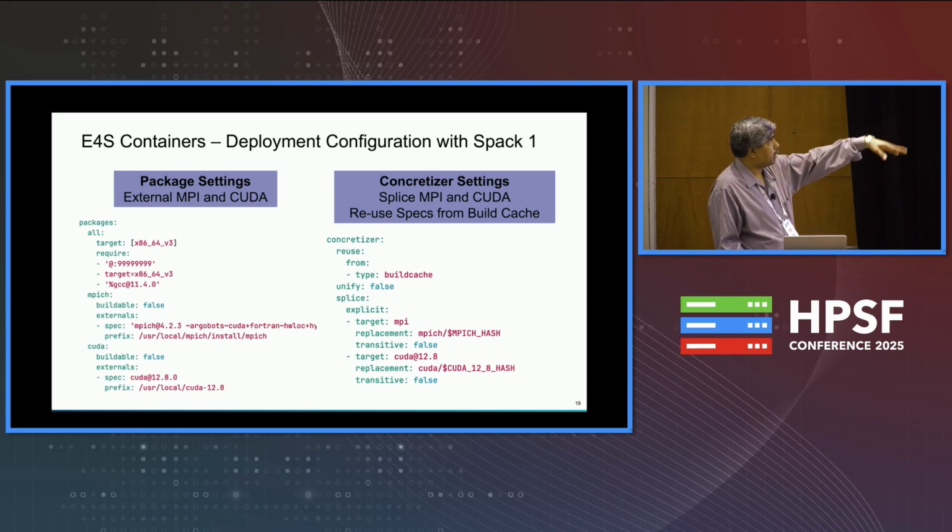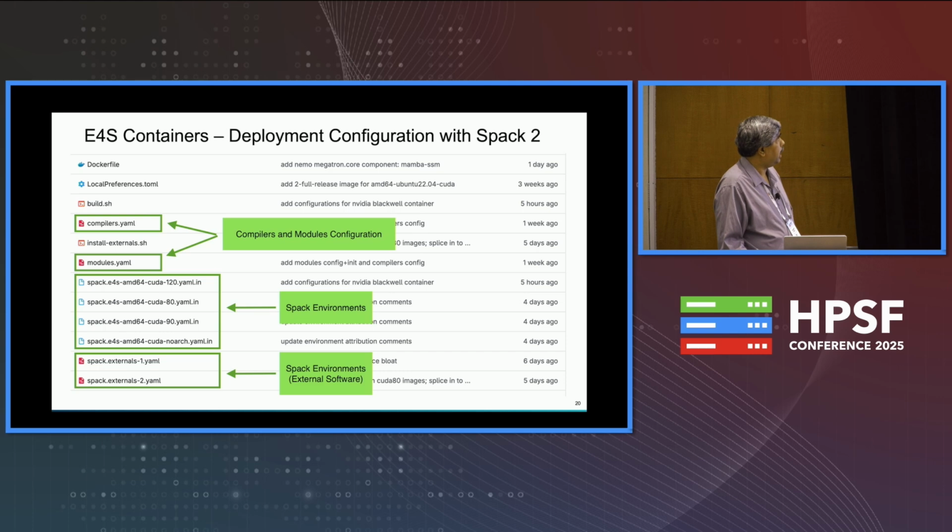And then there are the concretizer settings over here to say that reuse the packages from the build cache. We describe the target as MTI and with CUDA 12.8. And then there is the compilers.yaml, the modules.yaml. These are all there in the GitHub site. You can see the description for each CUDA 80, 90, 120 for the A100s, the H100s, and the Blackwell GPUs.